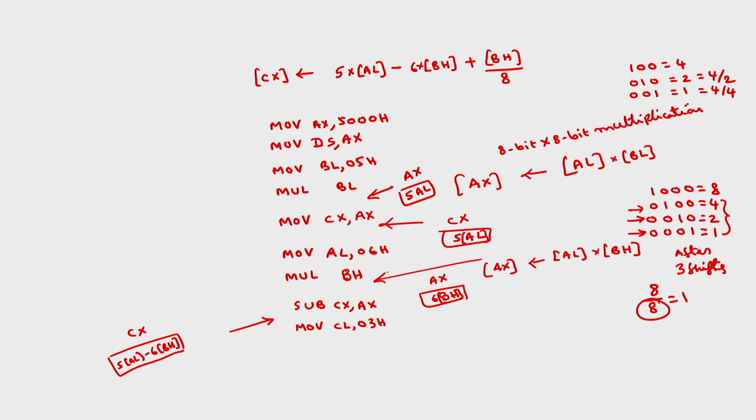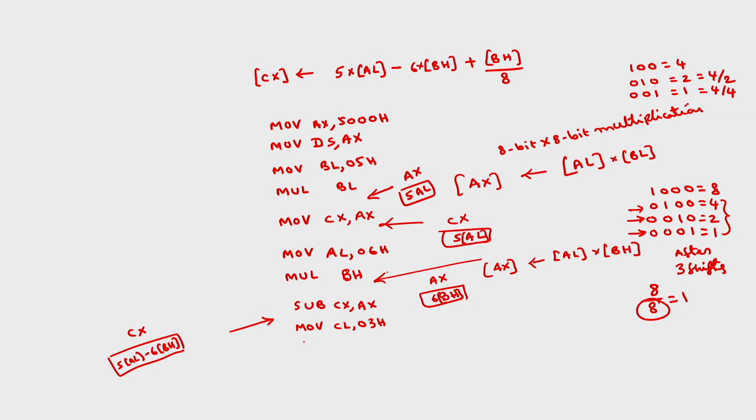If it is a single bit shift, I can specify it in the instruction itself, whereas if you want to shift by more than 1 bit, we have to take the count into CL by default, as I have discussed in the instruction set. Then we have to specify which register is to be shifted, BH contents: SHR BH, CL. This operation will shift the contents of BH right by CL number of times. CL has 3, and the result is stored in BH only. So, BH by 8 will be performed here.